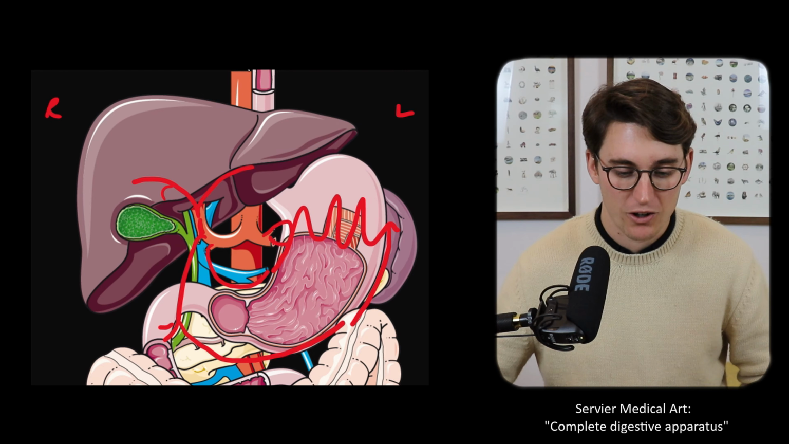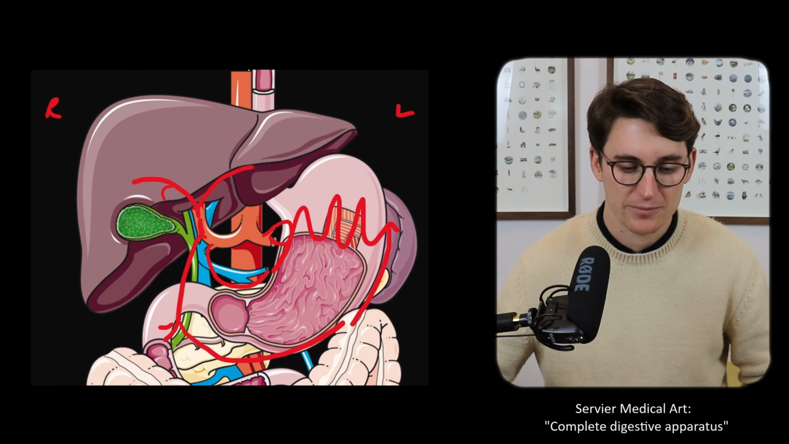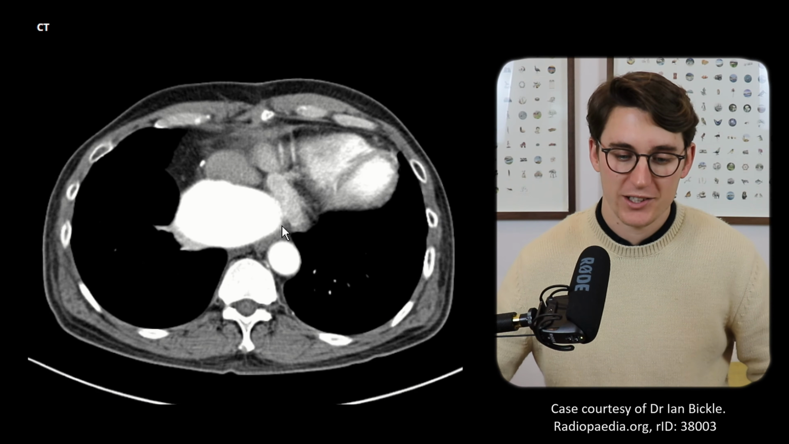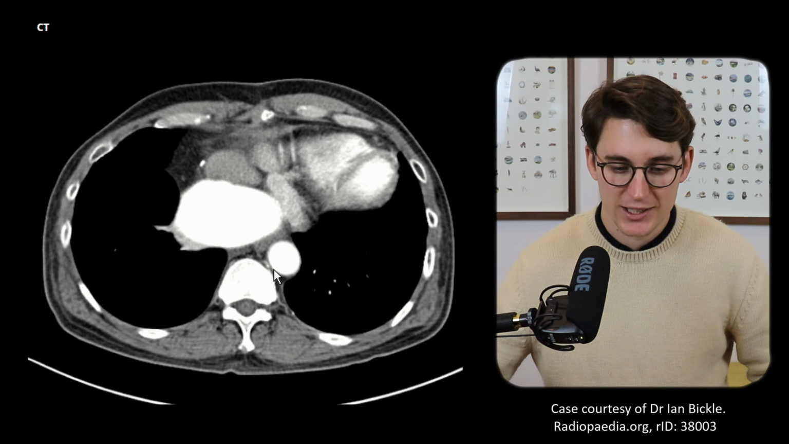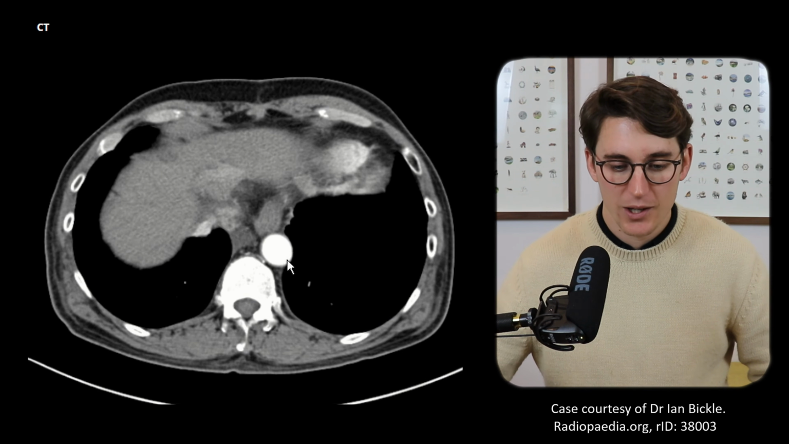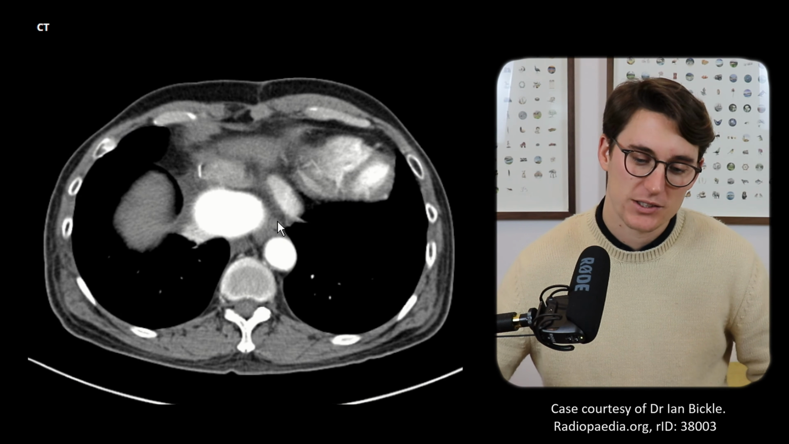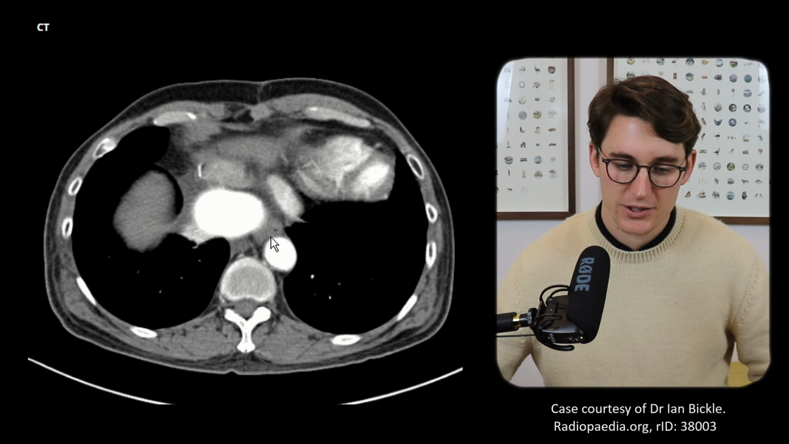Let's have a look at what it looks like on axial slices in the CT scan. We have an axial CT here. You can see that we're in the thorax currently. You can see the heart here. We can see our descending thoracic aorta on the left-hand side here posteriorly. We want to follow that down. We can see anterior to that, we have our esophagus here. You can see a small bit of air within the esophagus.